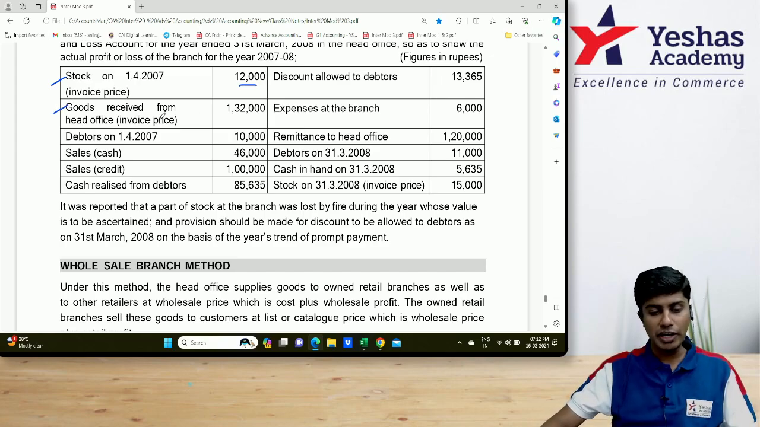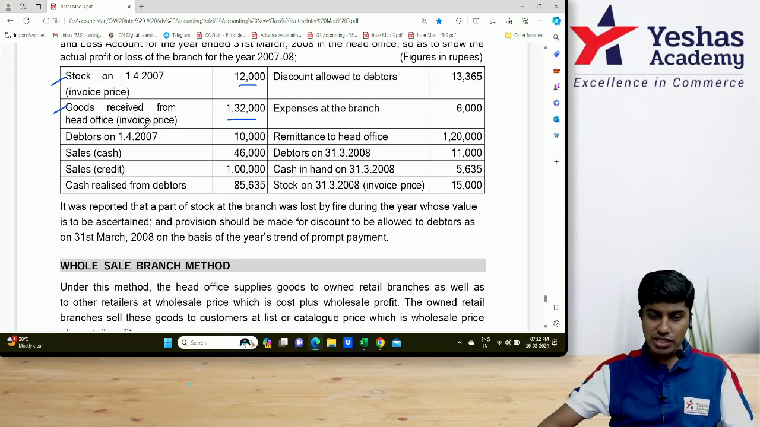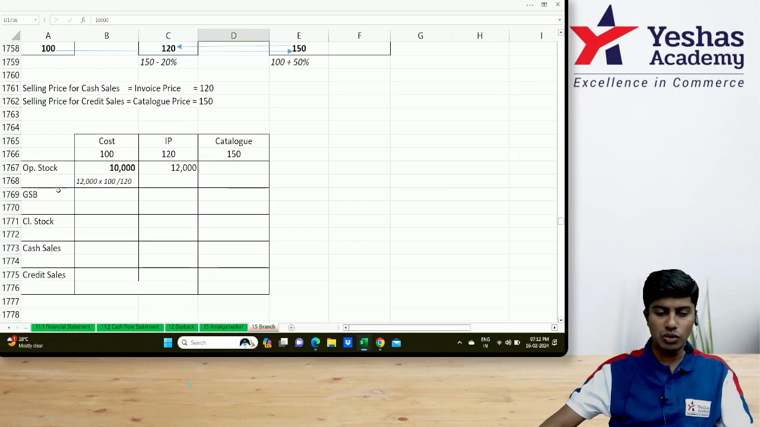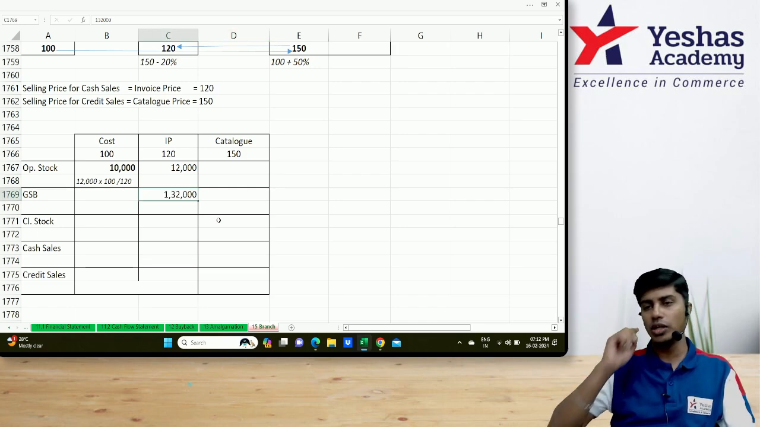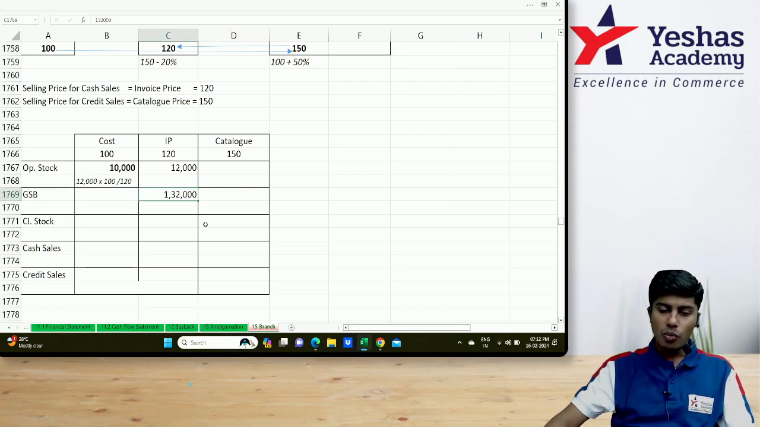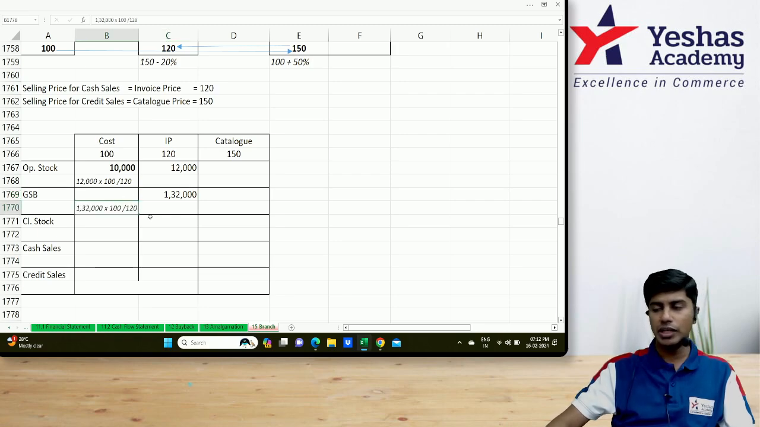Goods received from head office at invoice price 1,32,000. Received from head office by the branch is 1,32,000. This is again at invoice price, but I want it at cost price. So I'll again take it as the same working note. Goods sent to branch 1,32,000 invoice price. Cost will be 1,32,000 into 100 by 120, 1,10,000.